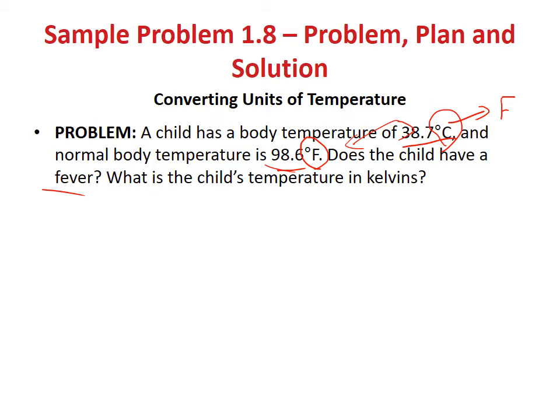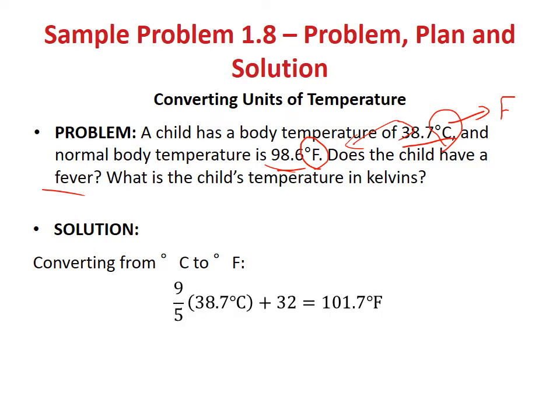So first convert Celsius to Fahrenheit. From the last slide, we saw that Fahrenheit is 9 divided by 5 times Celsius plus 32. That's the equation. So plug in Celsius, and in this case it is 38.7. You get 101.7 Fahrenheit, and this is greater than the normal temperature 98.6, and therefore the child has a fever.